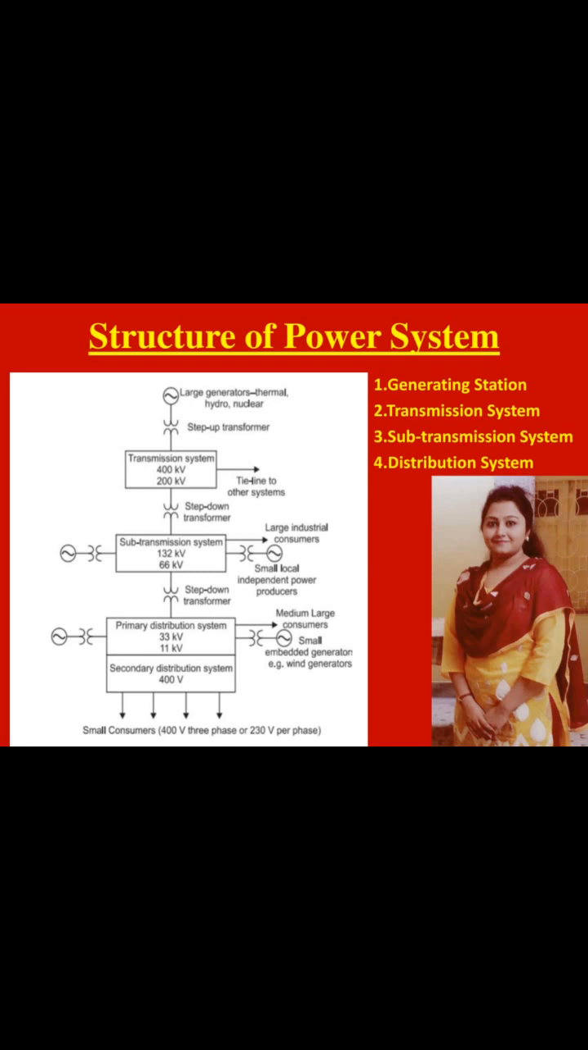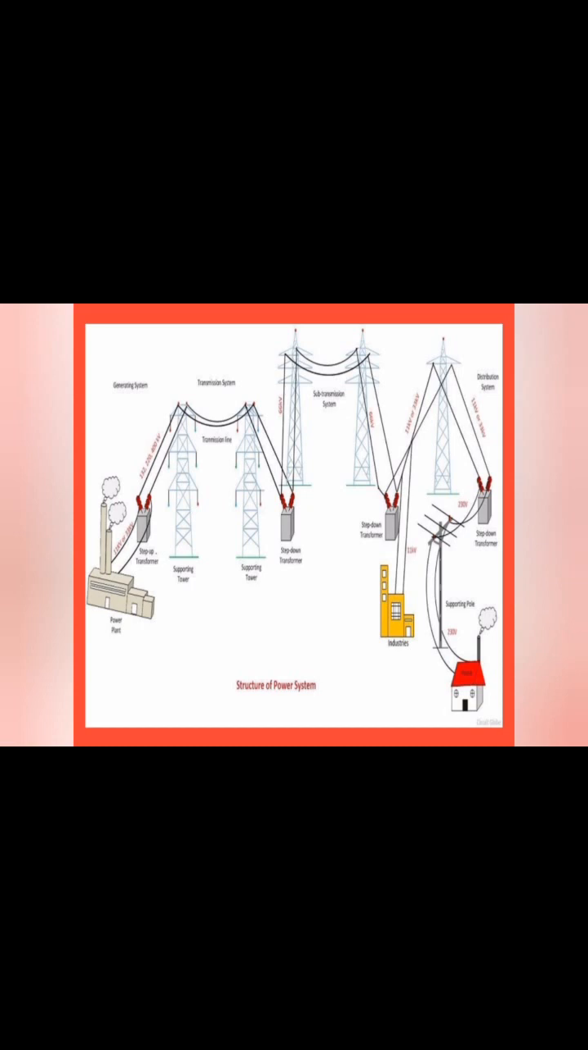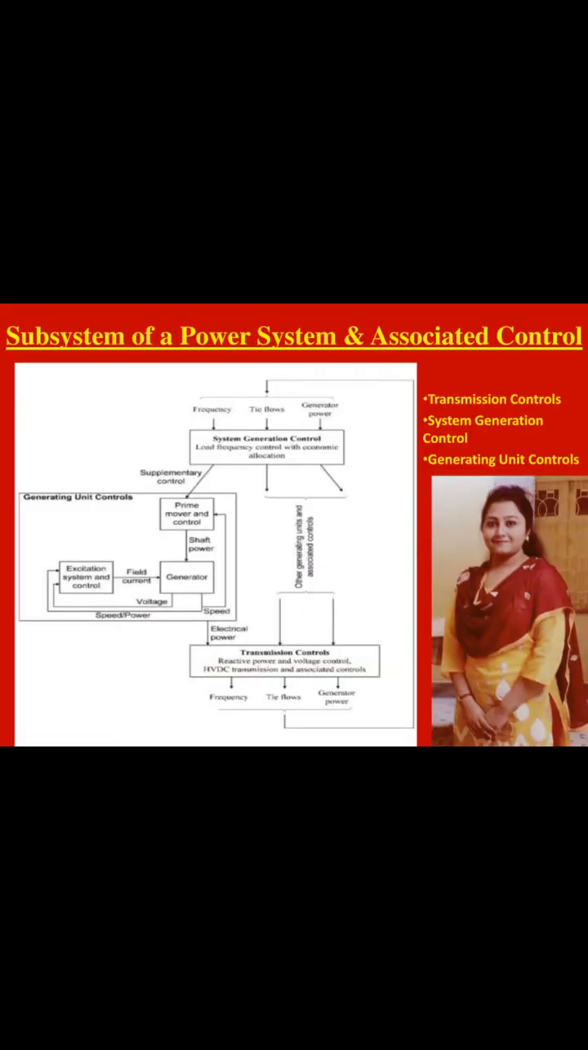Now we will talk about the classical method and then gradually move on. These are the subsystems of a power system and associated controls. In transmission controls, there are reactive power and voltage control, HVDC transmission and associated controls, where generator power, tie flows and frequency need to be fed back to the generation controls as the feedback signal, and then generation is being controlled. Similarly, many generators simultaneously take control action.